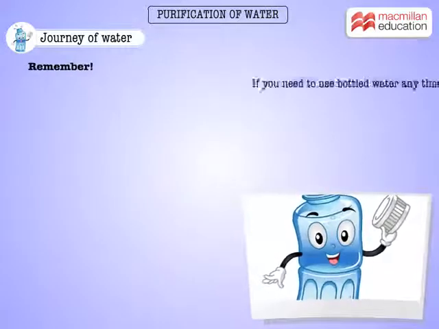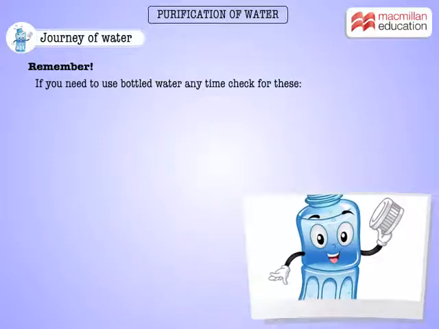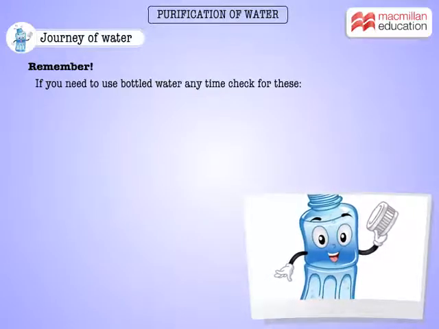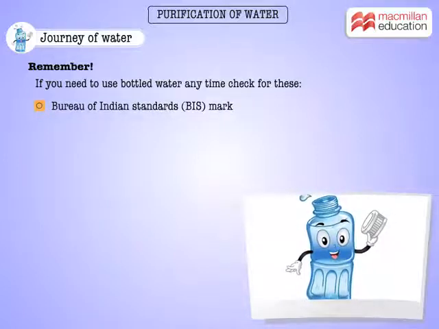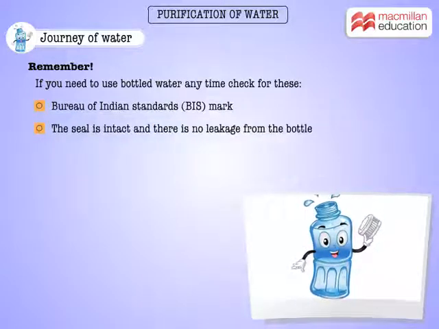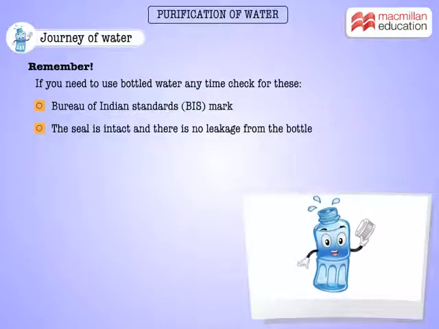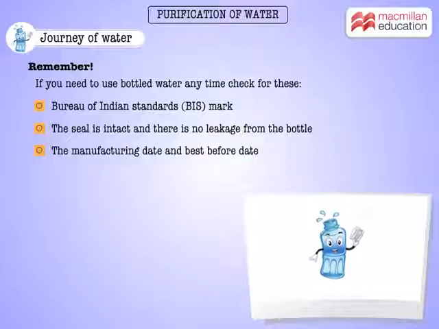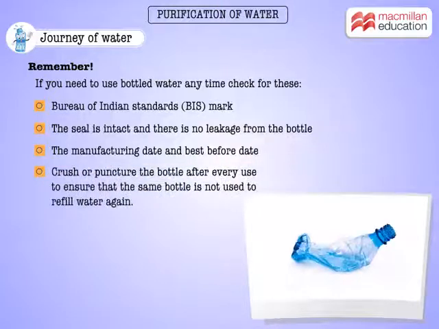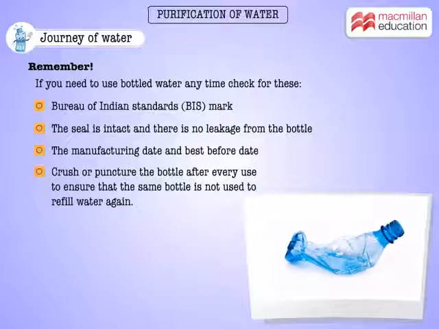Remember, if you need to use bottled water anytime, check for these. Bureau of Indian Standards BIS mark. The seal is intact and there is no leakage from the bottle. The manufacturing date and best before date. Crush or puncture the bottle after every use to ensure that the same bottle is not used to refill water again.